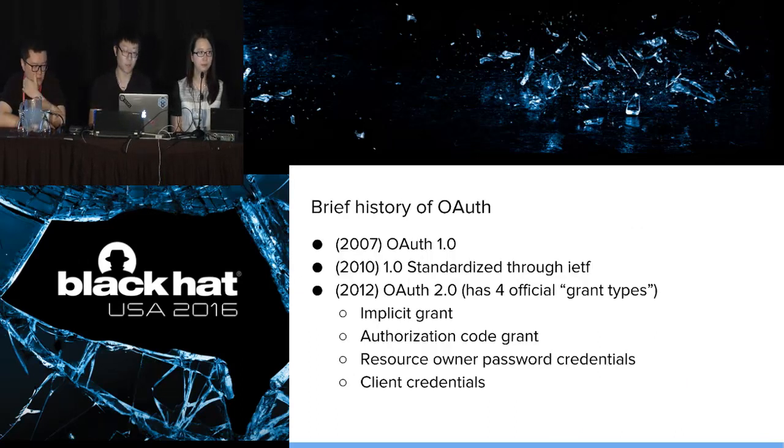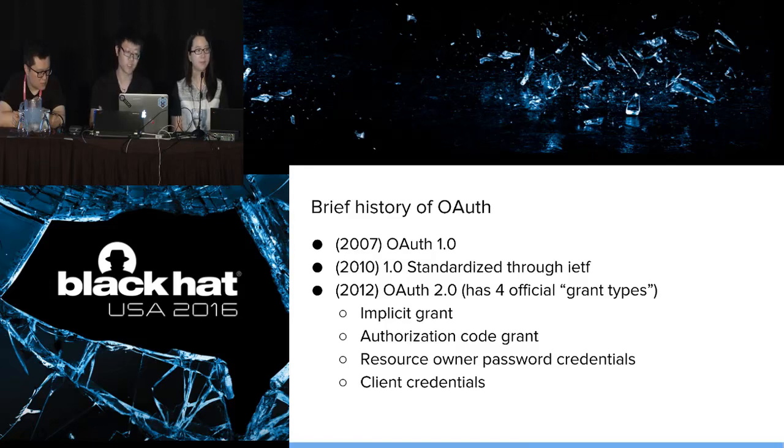And this is a brief history of OAuth. OAuth 1 came out in 2007, and it took around 3 years to become standardized. OAuth 2 came out 2 years later, in 2012. When we say OAuth 2, people sometimes think OAuth 2 is an improved version of OAuth 1, but they are actually separate. Different people made the draft, and they are very different.